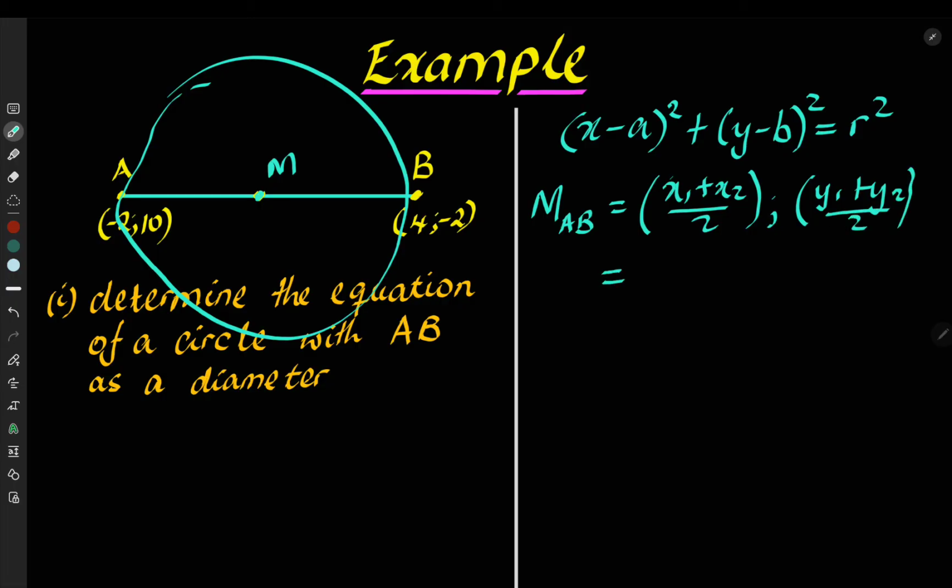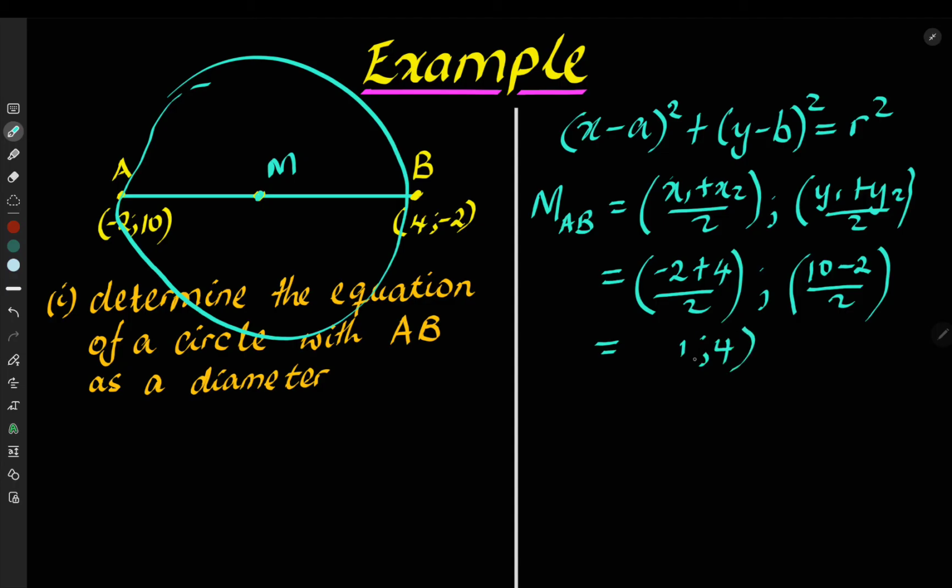And in this case, that will be -2 plus 4, then divide by 2. And for the y coordinate, that will be 10 minus 2 divided by 2. And this gives us a midpoint of (1, 4). So now we have got our center, which is also the value of a and b. What we now need to do is to determine the radius.